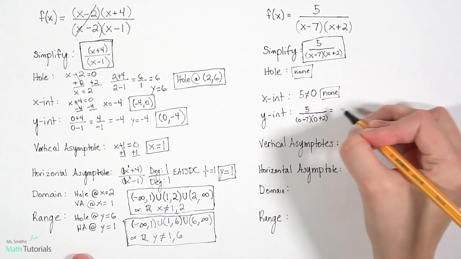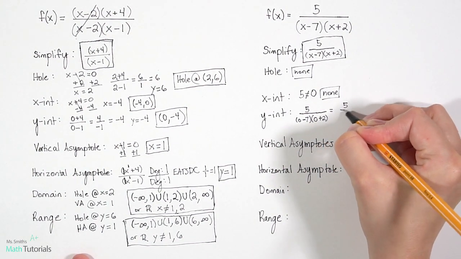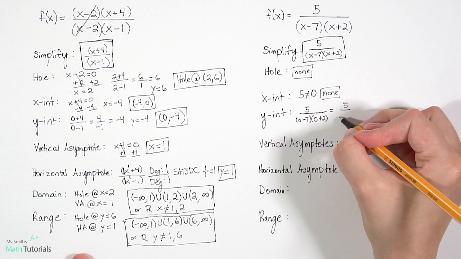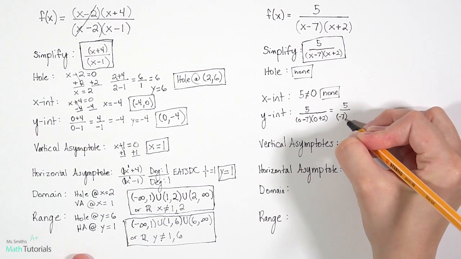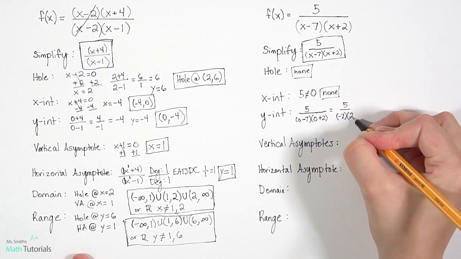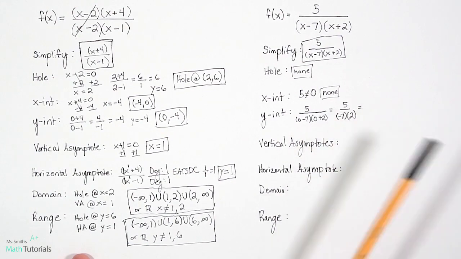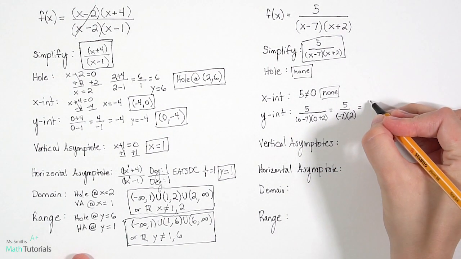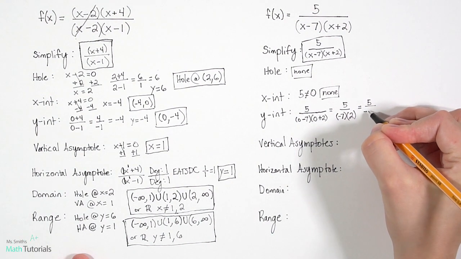So 5 in the numerator, there's nothing I can do with that. So let's think, what's 0 minus 7? Well, that would just be a negative 7. And what's 0 plus 2? Well, that would just be a positive 2. Now this is a negative 7 times 2, which would give us 5 over negative 14.